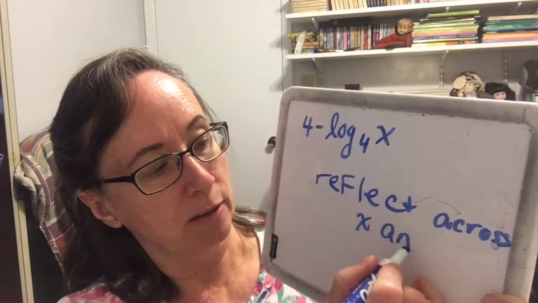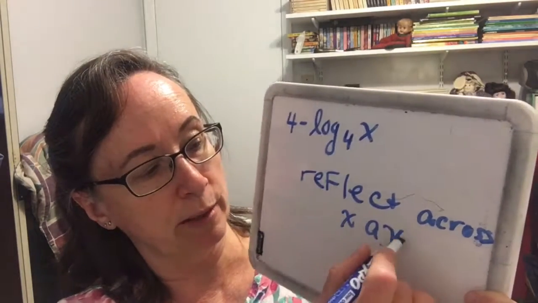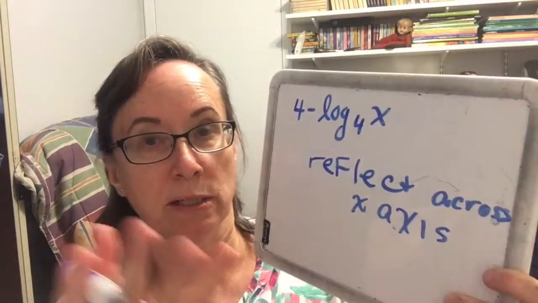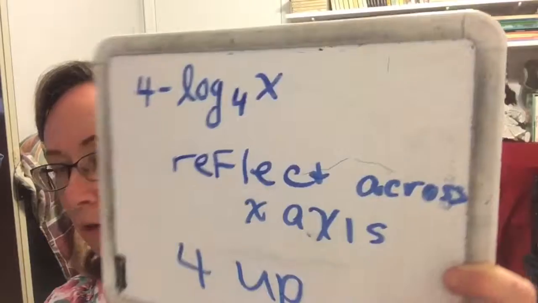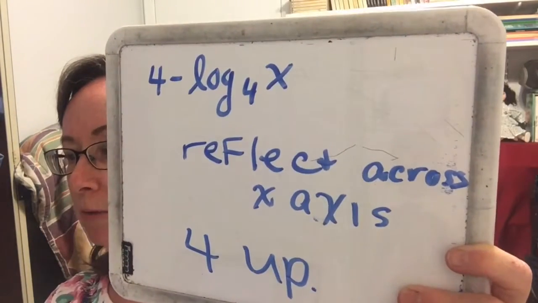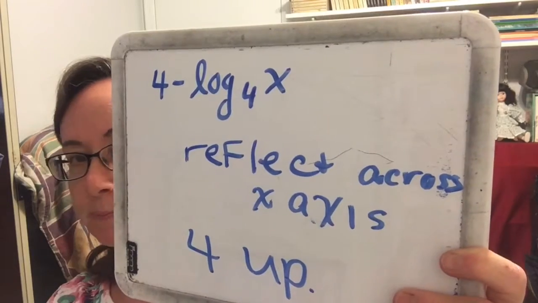And what is the 4 going to do? It's a +4, so it's going to move us 4 steps up, and that should be our transformation there. Reflected across the x-axis, moved 4 steps up is correct.